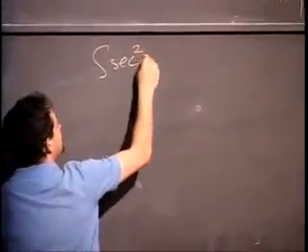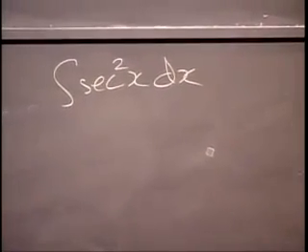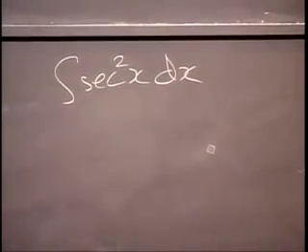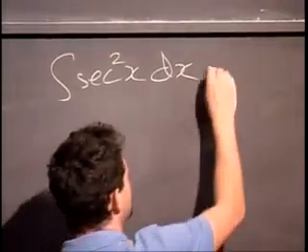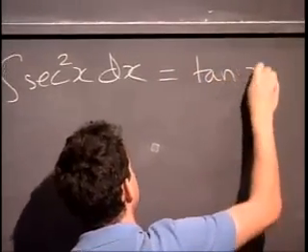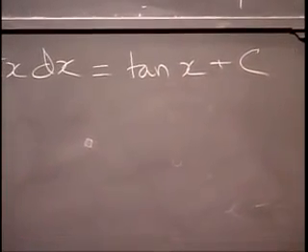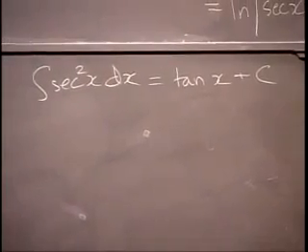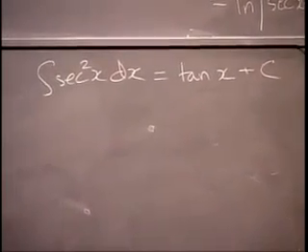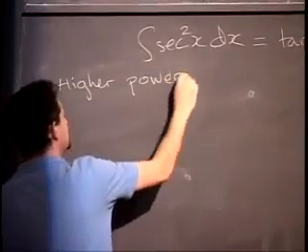On the other hand, having done a really nasty trick, or a clever trick, to find secant x, thank goodness, for secant squared x, we don't have to do anything other than write down the answer. No trig identities, no tricks, just tan x. Unfortunately, it's all downhill from here. After this, higher powers. Okay, bear with me. It will hopefully become clearer in example.